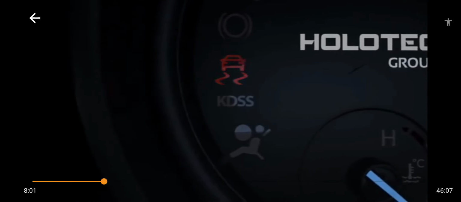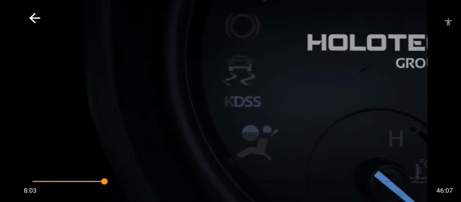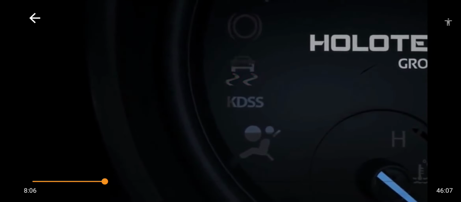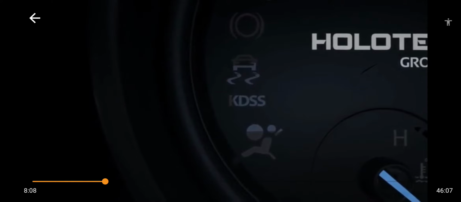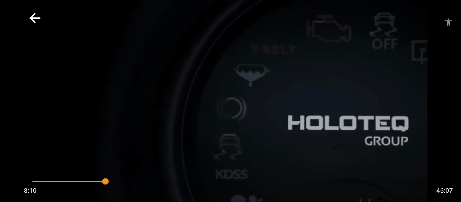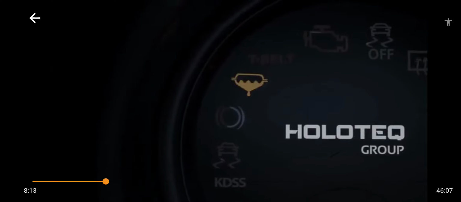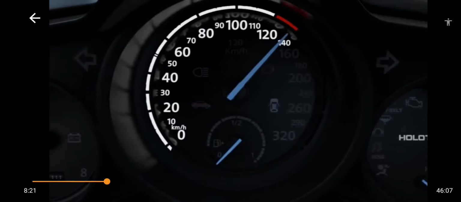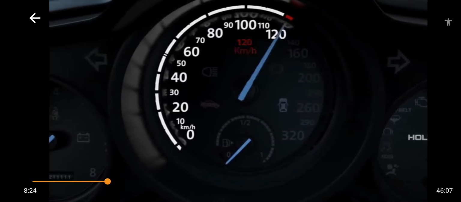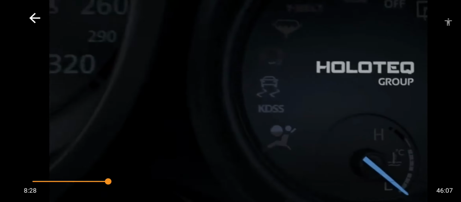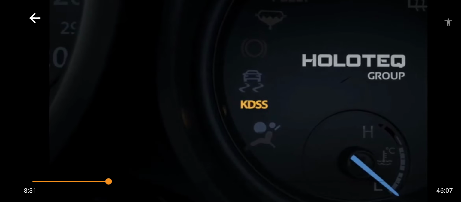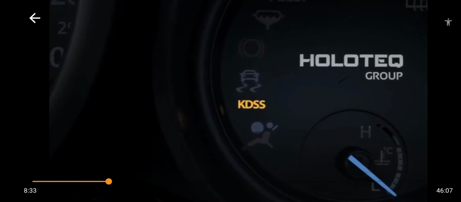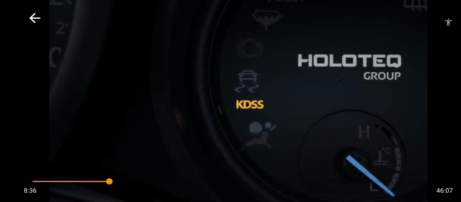Sliding warning indicator. There is a fault in the system. Refer to the maintenance workshop. Fuel strainer indicator. Strainer should be replaced as soon as possible. Maximum speed limit warning indicator. Reduce the speed. Kinetic Dynamic Suspension System (KDSS) indicator. There is a fault in the system. Refer to the maintenance workshop as soon as possible.